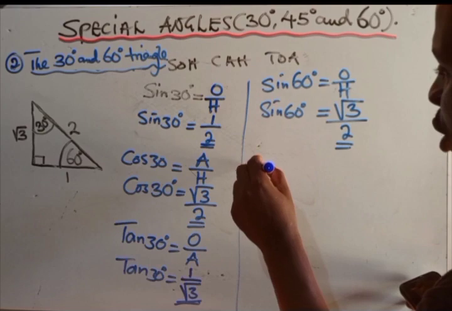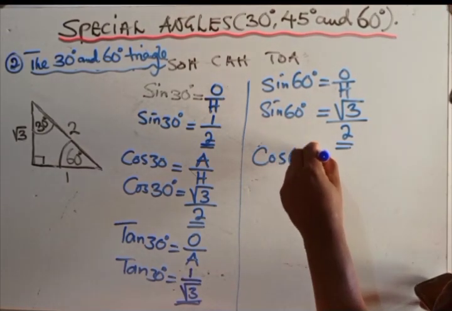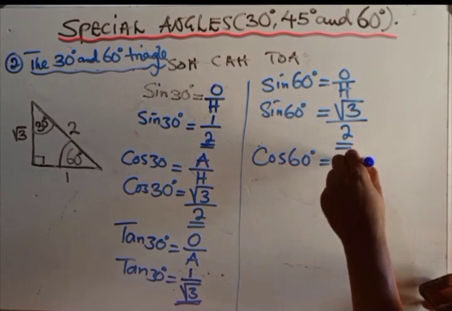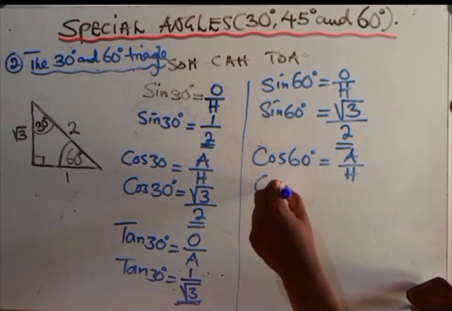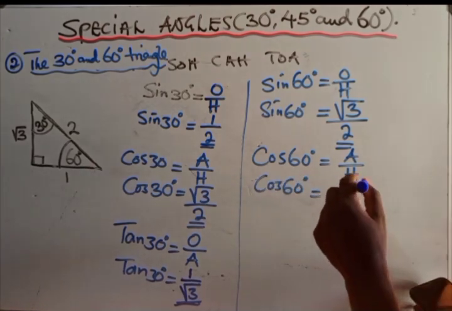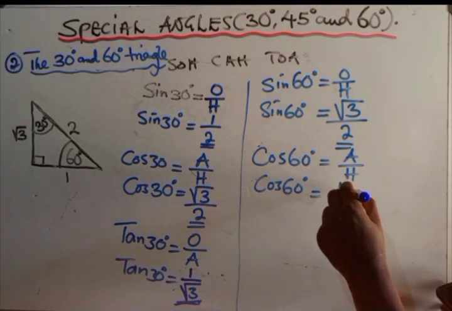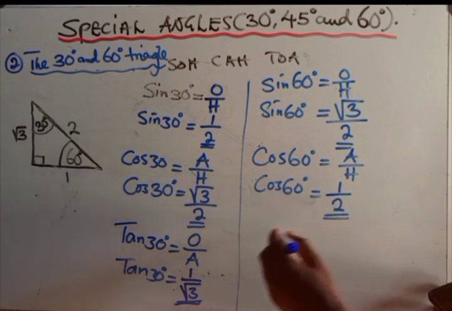We go to the next point where we have cos. Cos 60 degrees is equal to adjacent over hypotenuse. The adjacent of 60 is 1, the hypotenuse is 2. So we are done.